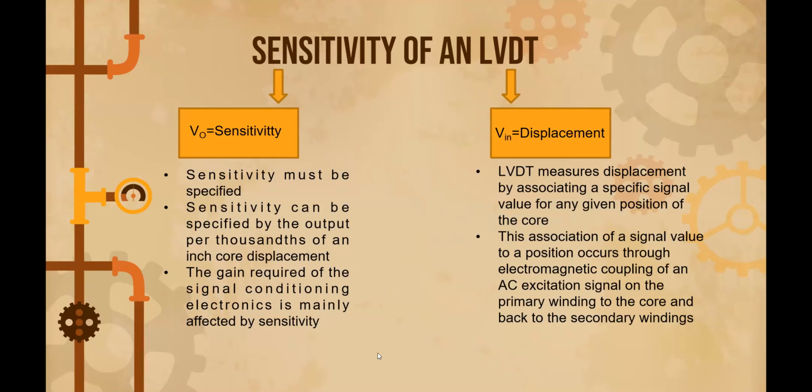So my name is Robert. I will be presenting on the sensitivity of an LVDT. First is output voltage, which is sensitivity. Sensitivity can be specified by the output per thousandths of an inch core displacement, per volt of input. The gain required of the signal conditioning electronics is mainly affected by sensitivity.